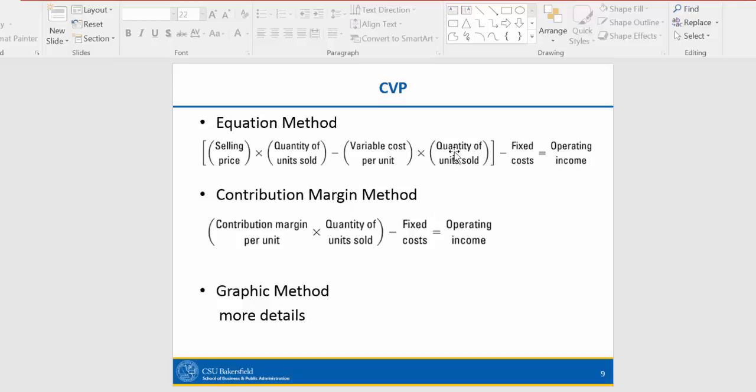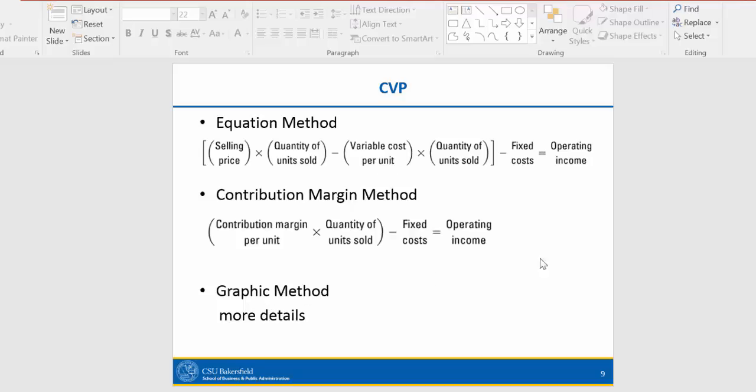The first one is more like an econ formula. So if you have ever taken any economics classes, maybe you might have seen this. This one is more of an accounting type of method. Okay, but both of them are correct. So when you have questions, you can apply either one of them. The last method is a graphic method.